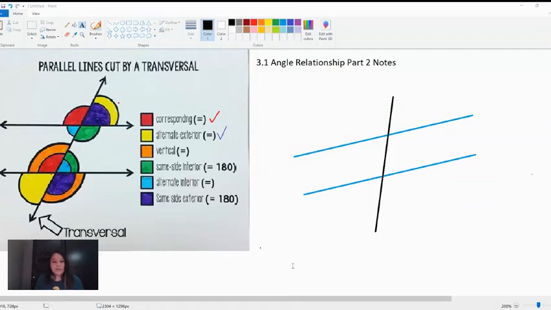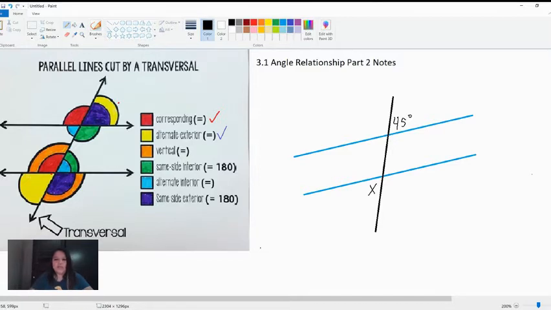So now that we have a better understanding of angle relationships, we're going to go ahead and apply our knowledge and find unknown angles. So for example, let's say this angle right here is 45 degrees. What is this unknown angle right here?